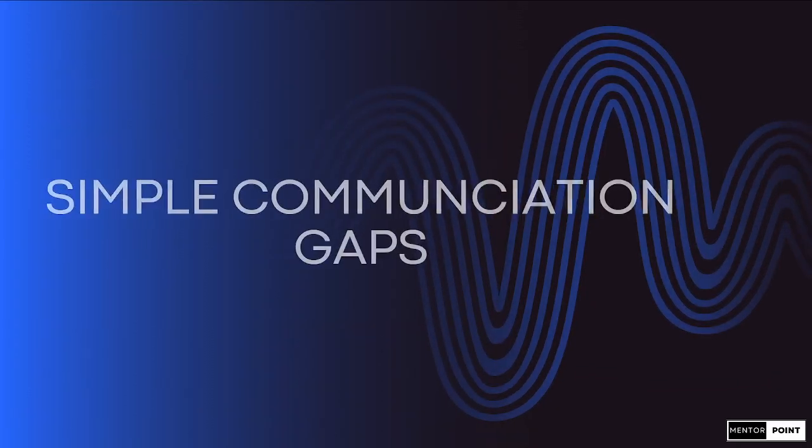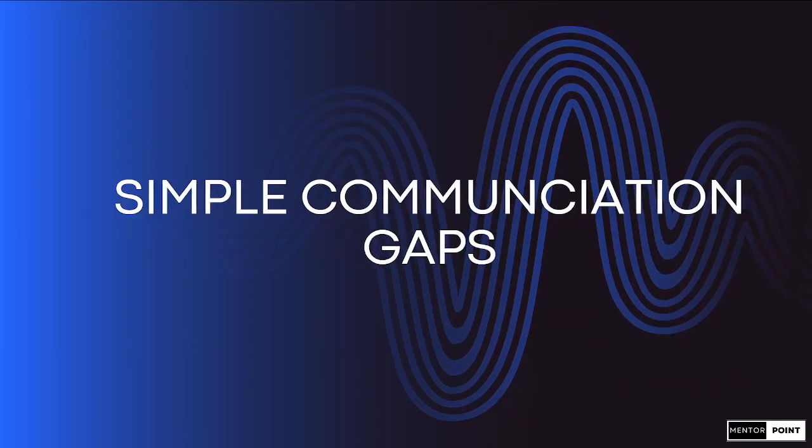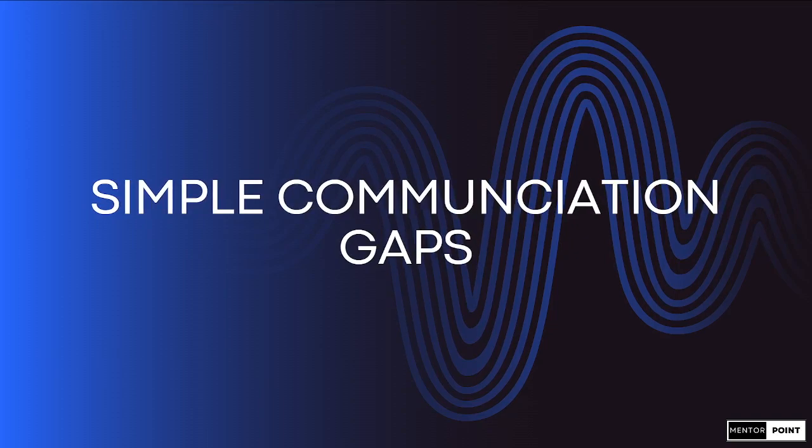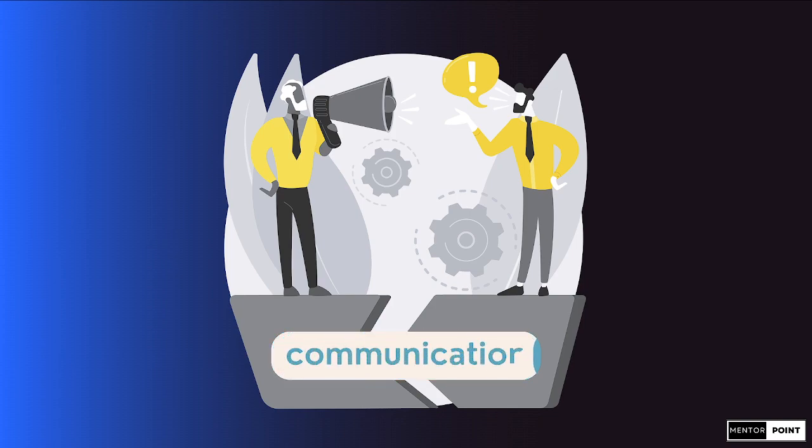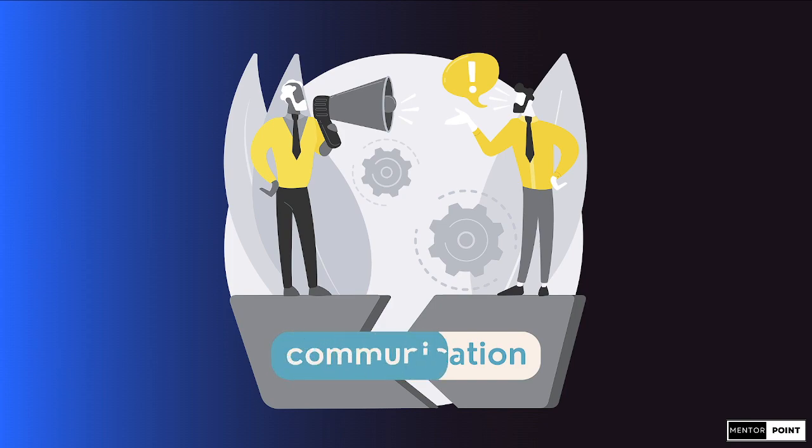All right. So this will be your next lesson, simple communication gaps. Basically, in this lesson, we're going to talk about communication gaps. So a communication gap happens when one person says something that the other person either doesn't understand or understands incorrectly.